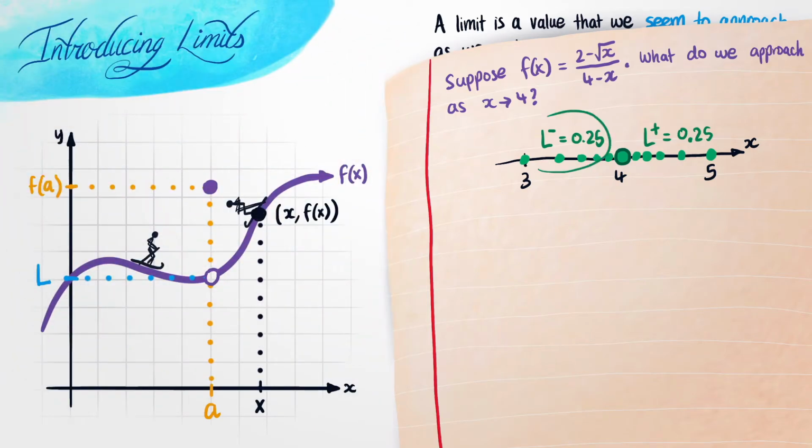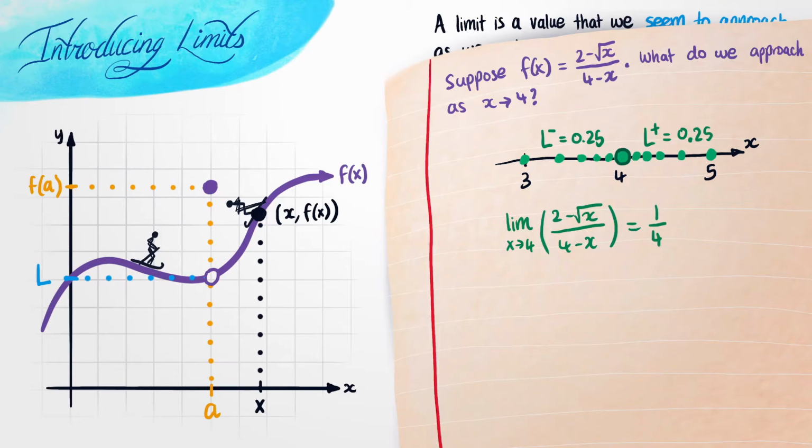Now notice that since the value on the left is 0.25 and the value on the right is 0.25, we're justified in saying that the limit of this function is actually 0.25. And of course 0.25 is the same thing as 1 over 4.